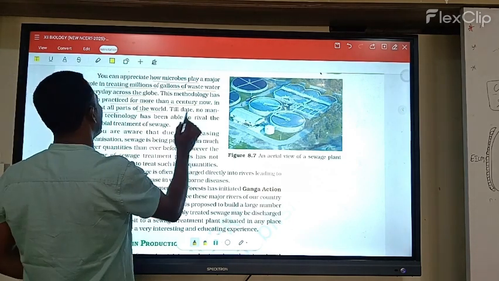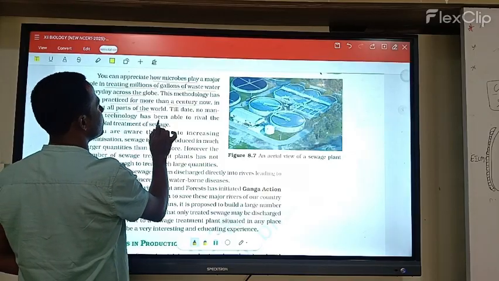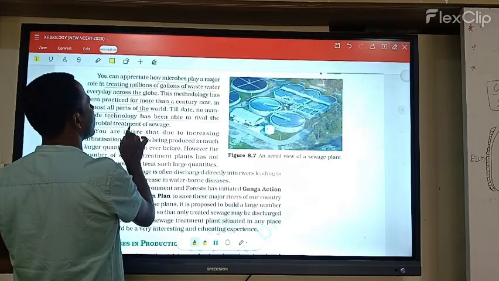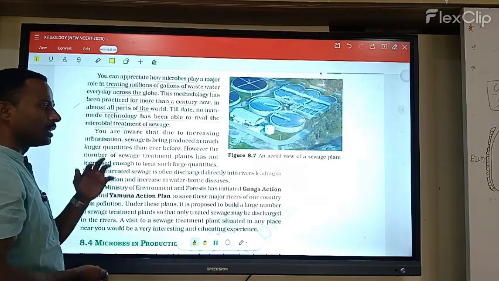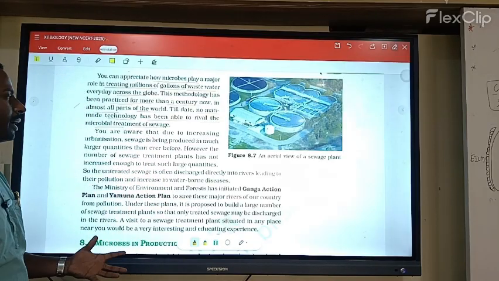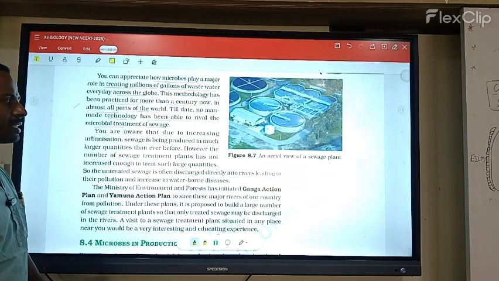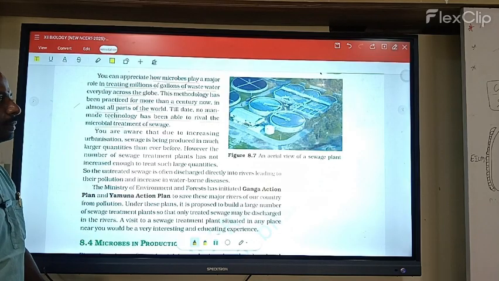Till date, no man-made technology has been able to replace the microbial treatment of sewage. Only microbes can easily purify polluted water.